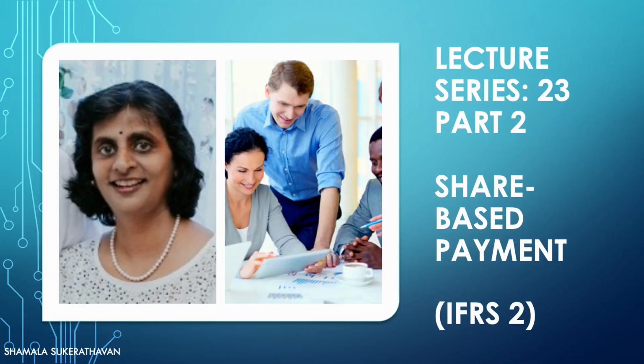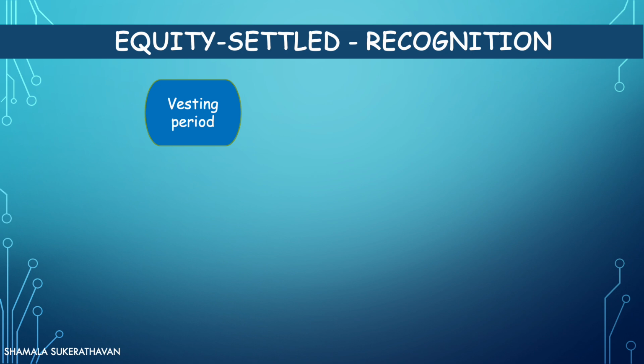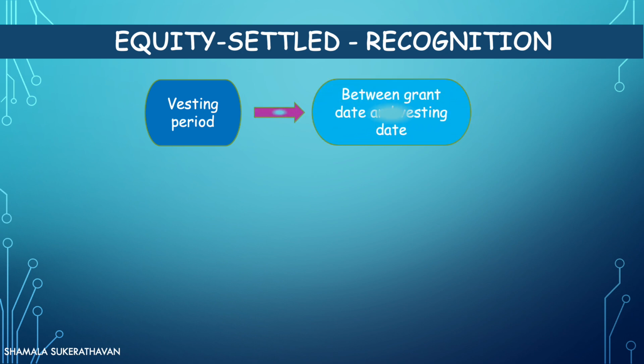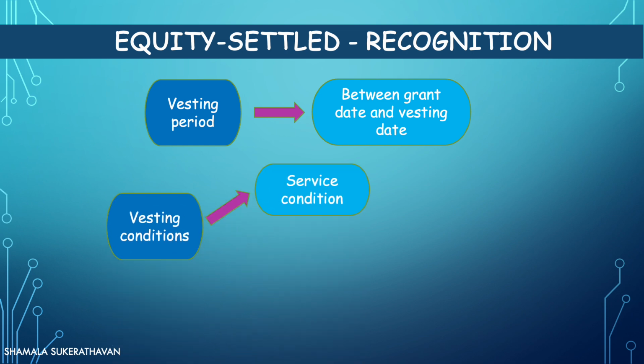The second part of Lecture Series 23 of Bite-Sized Corporate Reporting on IFRS 2, Share-Based Payment, explores further the recognition principles of equity-settled share-based payment, starting with the definition of vesting period and vesting conditions. The vesting period is the period between the grant date and the vesting date. Vesting conditions could be either service condition requiring employees to complete a period of service or performance condition or both.